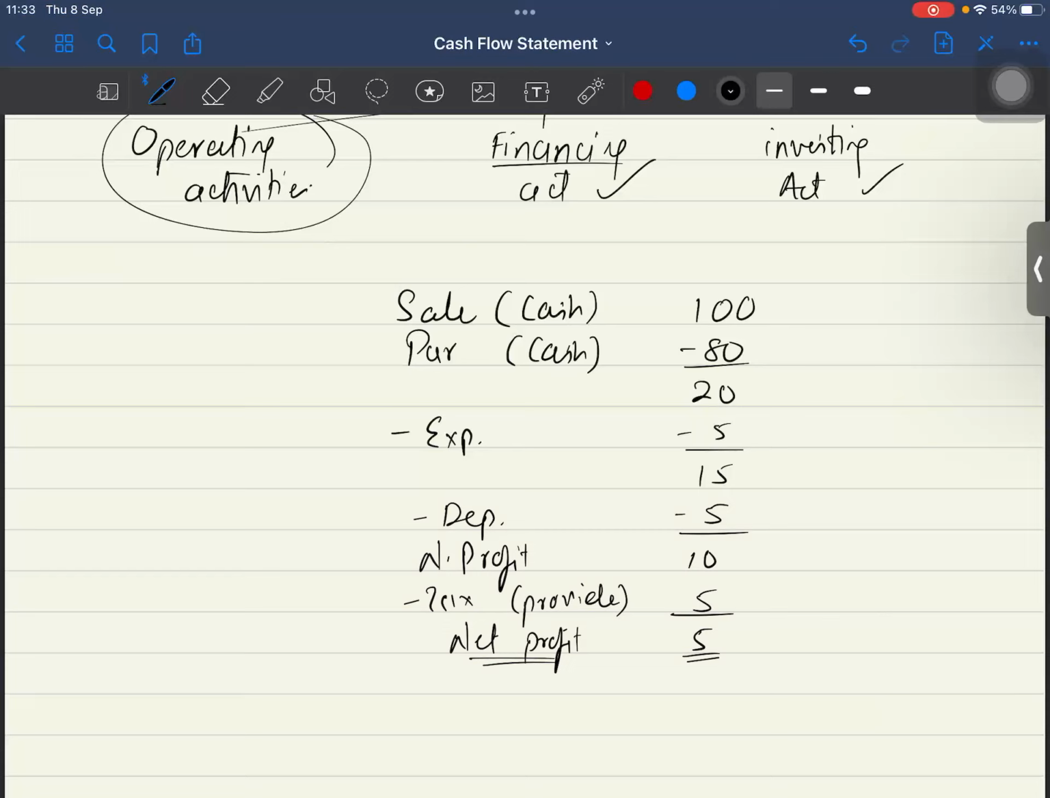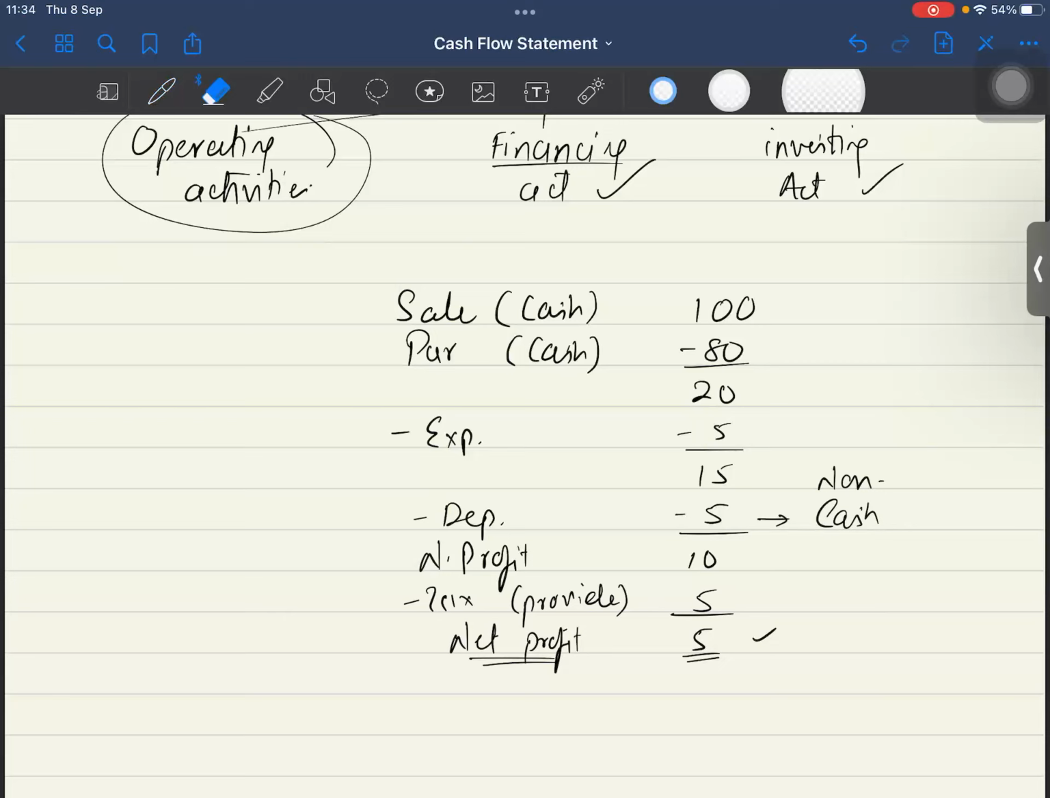But boss, if I am not wrong, I go and check the cash balance. Now it won't be showing 5 rupees. It will be showing something more, because this depreciation is what? It's not a cash expense, so the amount doesn't go out there.